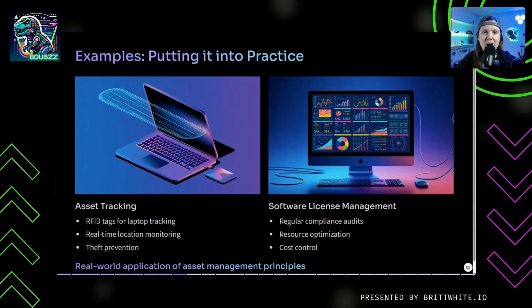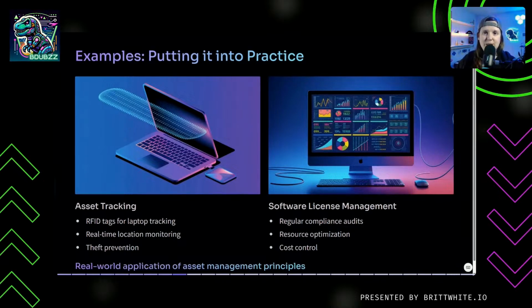First, let's think about asset tracking. Many large organizations issue hundreds or even thousands of laptops to their employees. One effective way they manage these assets is through RFID tags. These tiny electronic tags allow the company to monitor where their laptops are at any given point in time, track who's using them, and importantly, help prevent theft. It's a simple but powerful example of secure asset management in practice.